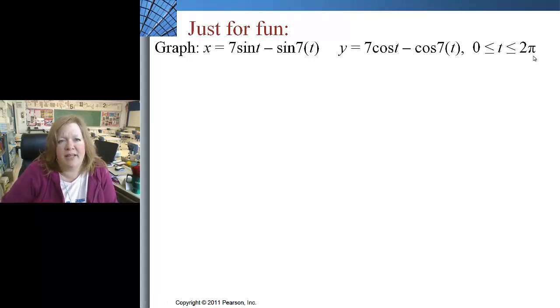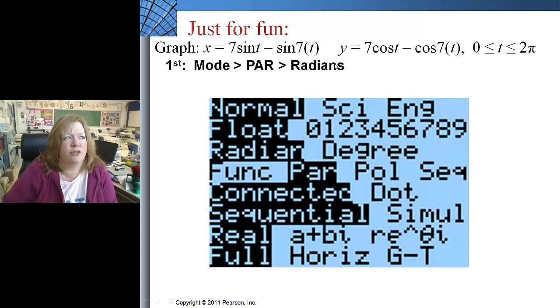So if you've got your graphing calculator there, the first thing I want you to do is go to the mode button, and I want you to select par instead of func, and I want you to make sure it's in Radian mode. So set that with your graphing calculator.